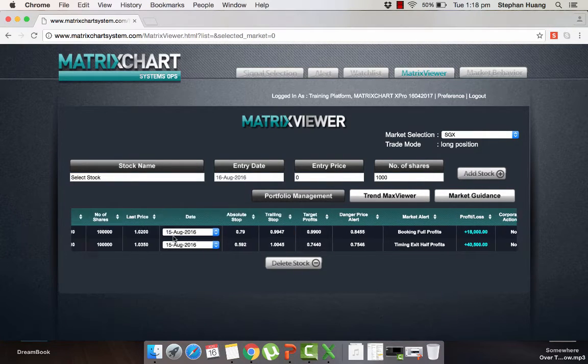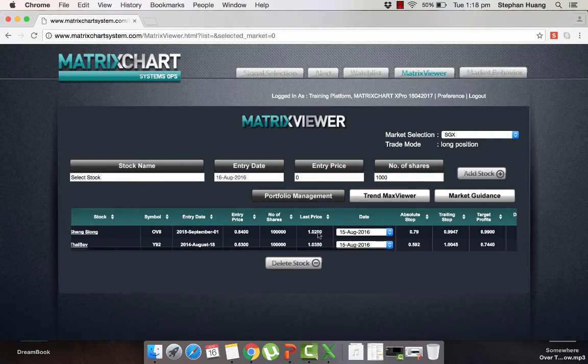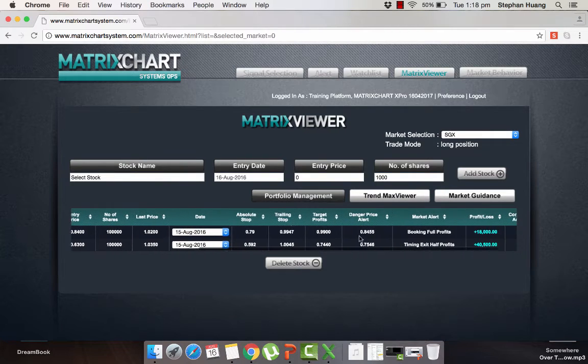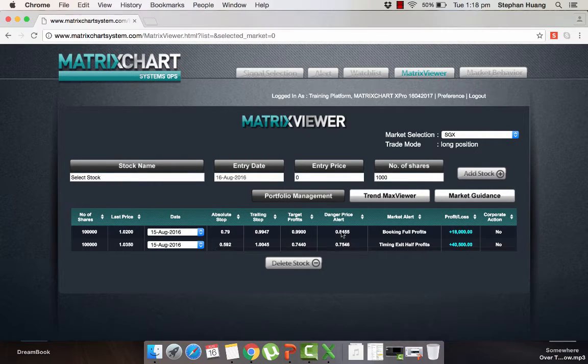Okay, so as you can see, I put in Sheng-Siong. I got in on this date, for example, and the price is this amount. Absolute stop is 0.79. Okay, and the market alert, which is pretty important. Every time, I look at this instruction, right? Market alert says booking full profits. So if we are in the green here.